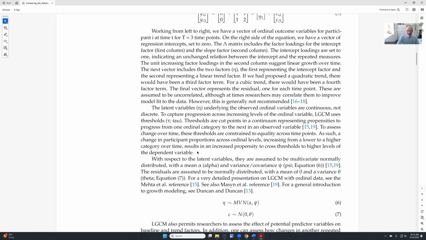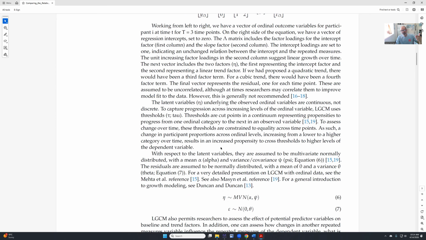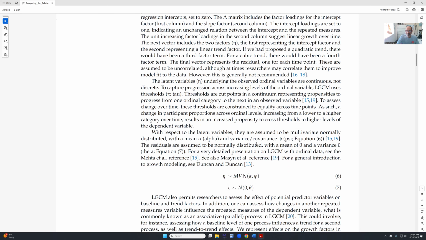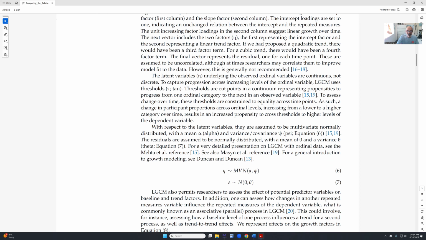So, yeah, that's interesting, right? So you can judge progression based on what happens to the relation between the individual and the threshold over time. With respect to latent variables, they're assumed to be multivariate, normally distributed with a mean alpha and a variance, in this case variance covariance called psi.